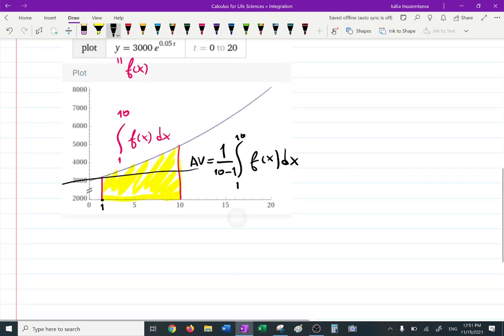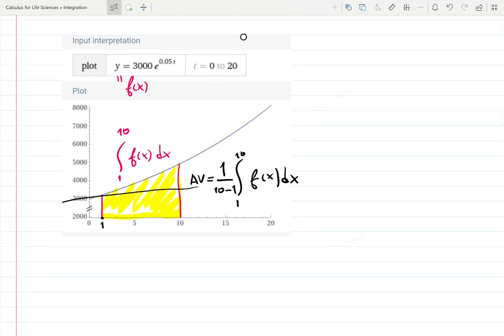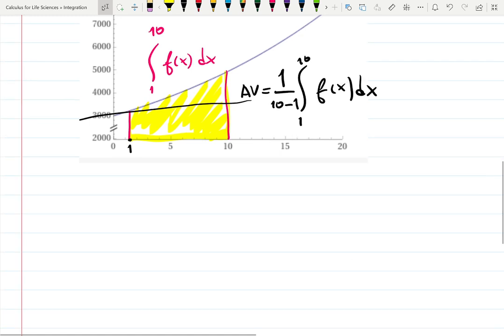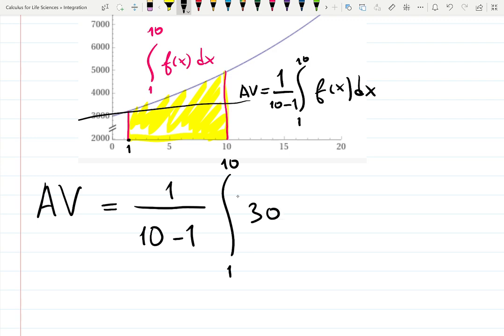Let's just do it. Your job is to know the formula and just finish it. It's actually nothing too unusual here. Average value will be the integral from 1 to 10. In front is a fraction. I usually write down from 1 to 10 right away. And then I see, okay, from 1 to 10, so it's going to be 10 minus 1, which is 9. Your f of x is 3000 e to the 0.05 t dt. This integral will give you the average value.